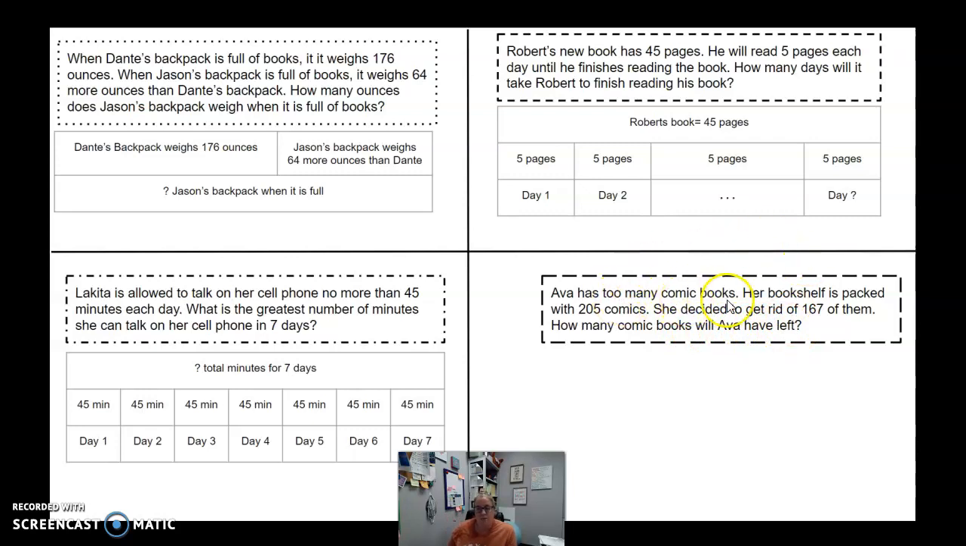Ava has too many comic books. Her bookshelf is packed with 205 comics. She decided to get rid of 167 of them. How many comic books will Ava have left?